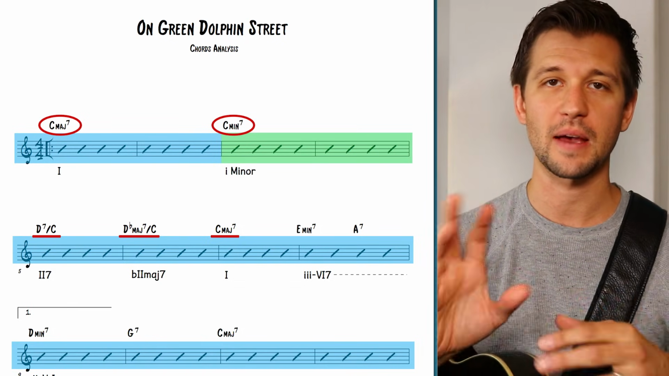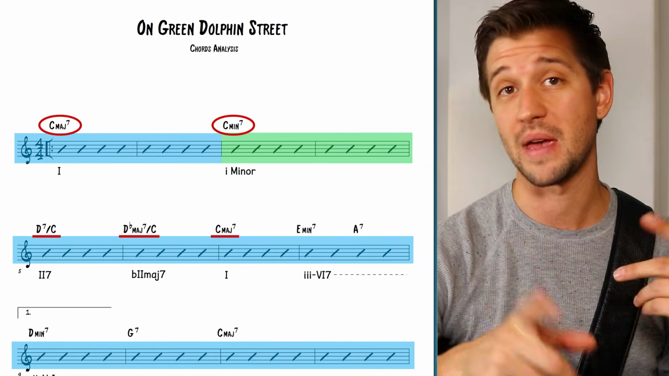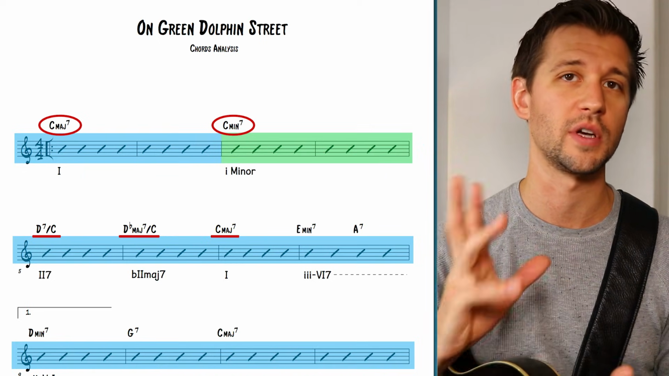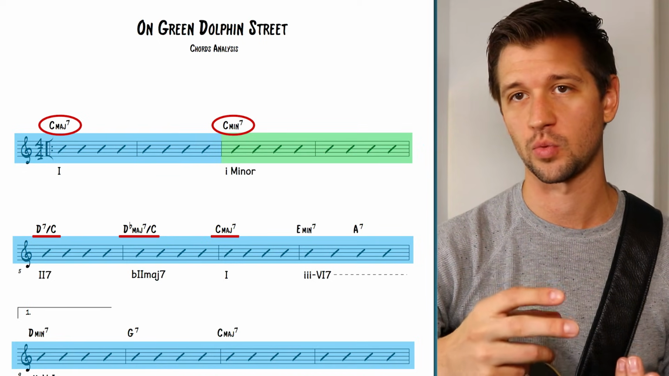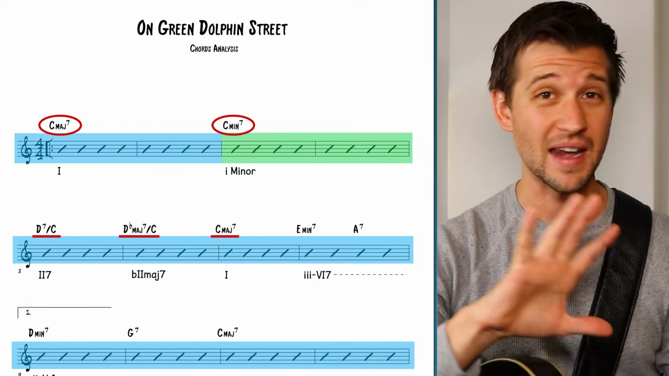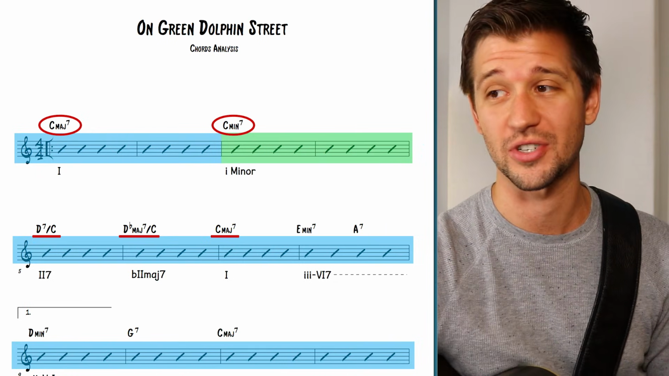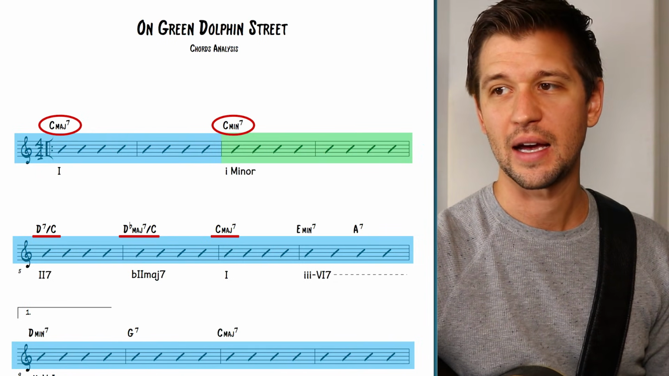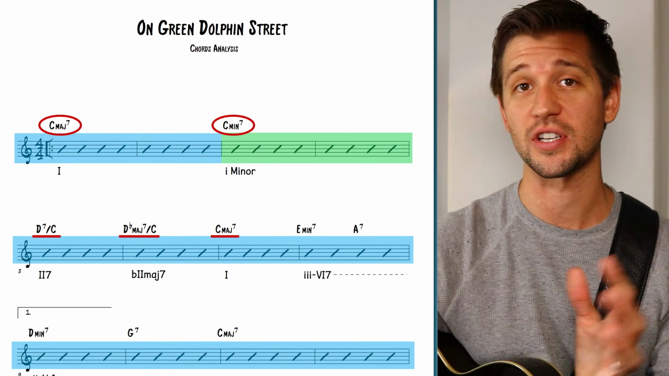So that D flat major 7, which is the flat 2 major 7, is actually something that you will see come up in jazz standards as well. Sometimes it's actually even fun to end a tune on the flat 2 major 7, which is kind of a cool, interesting tip.